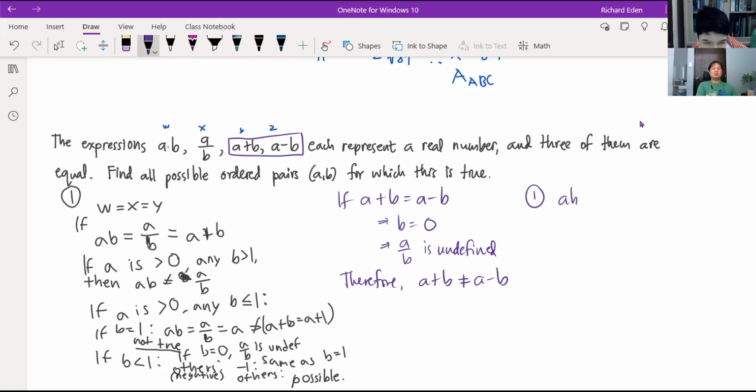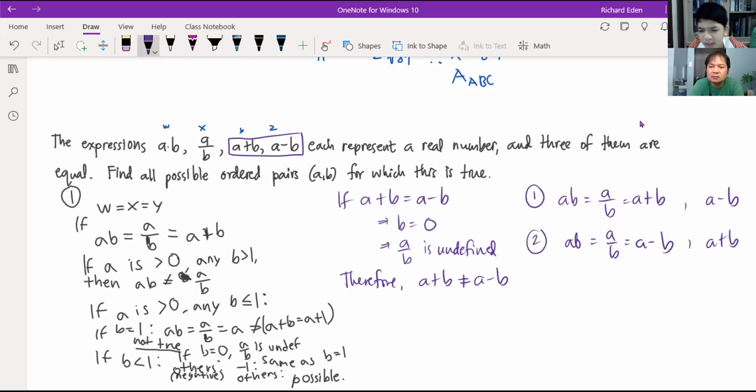Either it's AB, which is equal to A over B, and which is equal to A plus B, and then A minus B is different. Or the second case, it is A plus B, which is different, and you have AB equal to A over B equal to A minus B. And then po dyan is ano eh. So, I assume po, when AB is equal to A over B, just by experience siguro po, I just decided B should be 1. But then it turned out po, B can be negative 1.